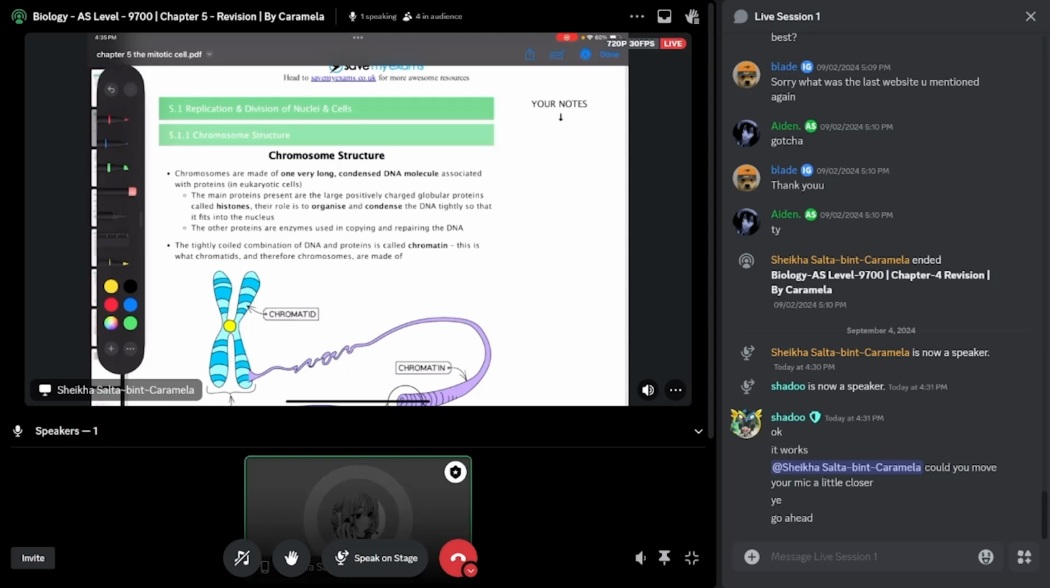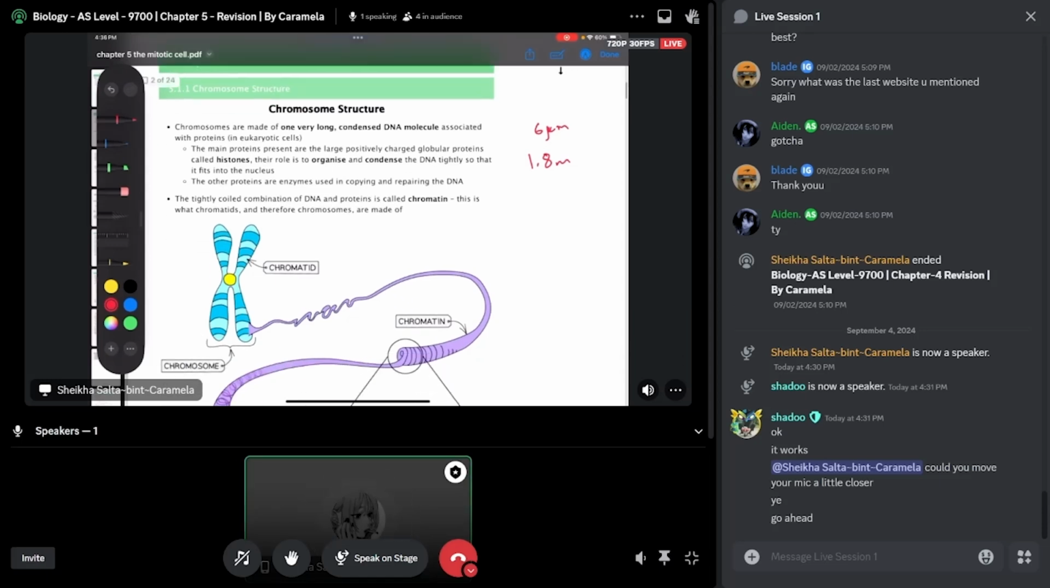The histone proteins' role is to organize this DNA and tightly wrap it around itself. Because we all know that the nucleus is just 6 micrometers in width, and the whole DNA contained in the nucleus is 1.8 meters. That means there should be something which makes it compact enough to fit inside 6 micrometers, right? So these histone proteins help in that purpose.